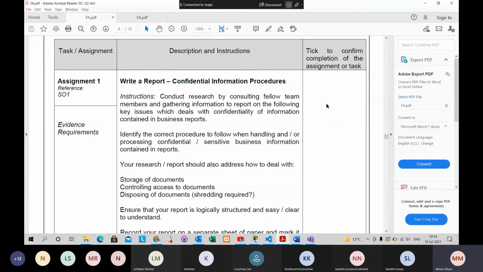Okay, so here's what we're looking at now. Write a report, confidential information procedures. Conduct research by consulting fellow team members and gathering information to report on the following key issues, which deal with confidentiality of information contained in business reports, right?